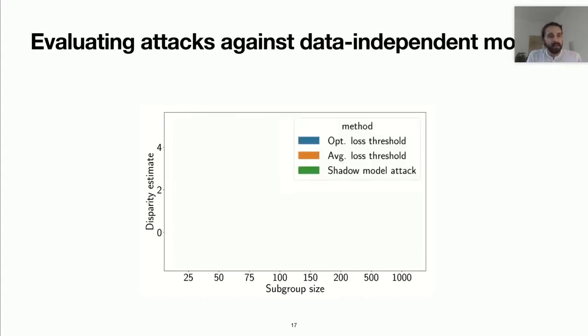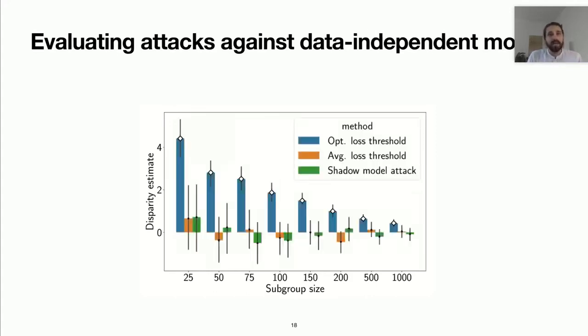We ran three kinds of attacks. I will talk about them more in a bit. And to our surprise, whereas for some attacks, such as average loss threshold attack and shadow model attack, the disparity was around zero, which is what we expected. For another attack, which is a much more powerful one, the optimal loss threshold, we saw statistically significant non-zero disparity, and this should not happen because the models that we attack have not used any data. There can be neither any membership inference advantage nor any disparities in this advantage.